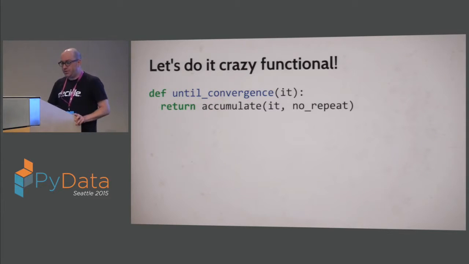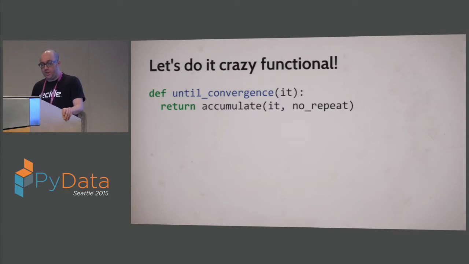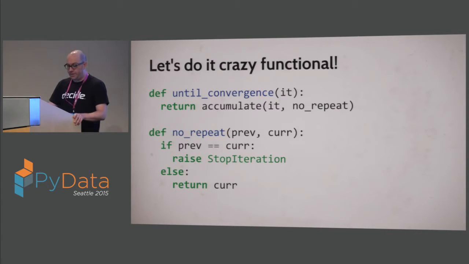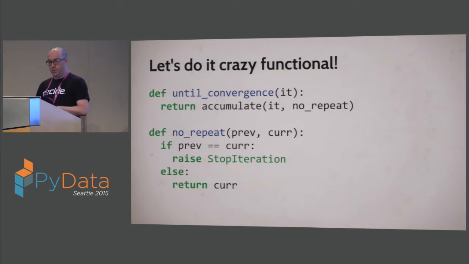So another way to do this is to use accumulate. We'll say to do an iterable until convergence, we accumulate the iterable with no_repeat as the function, where no_repeat is simply given the previous value and the current value. If they're equal, you raise the StopIteration exception, and if they're not, you return the value. So start with the first value, take the second value with the first accumulated value, which was the first value. If they're the same, you stop. If they're different, you make the second value your next accumulated value, and then you keep going.